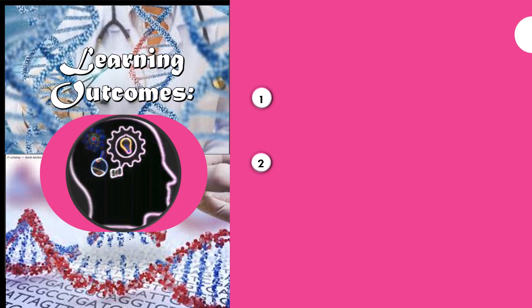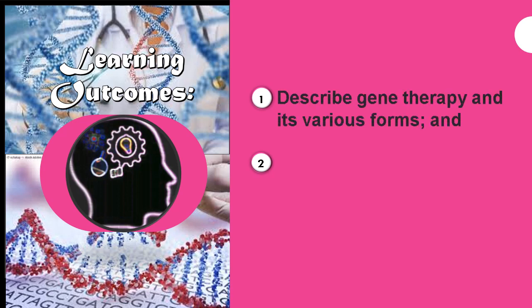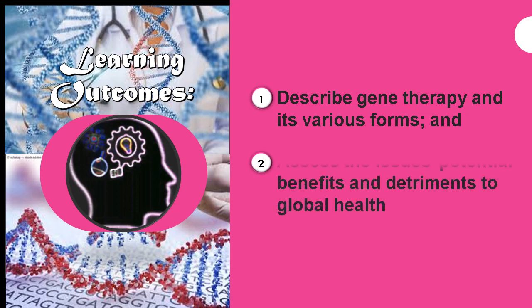And these are the learning outcomes for today's discussion. At the end of the lesson, the student should be able to, first, describe gene therapy and its various forms, and lastly, assess the issue's potential, benefits, and detriments to global health. Now, let us fasten our seatbelts as we discuss gene therapy and its various forms.